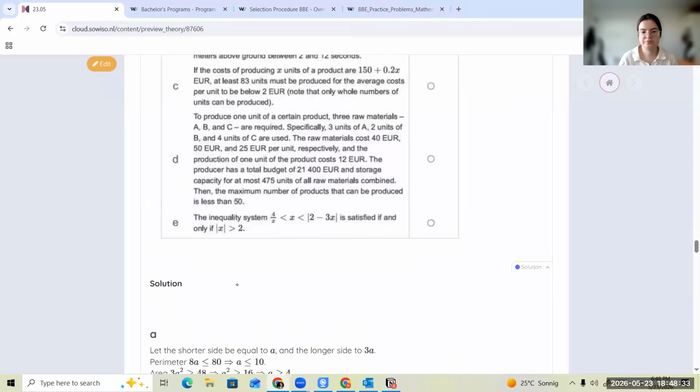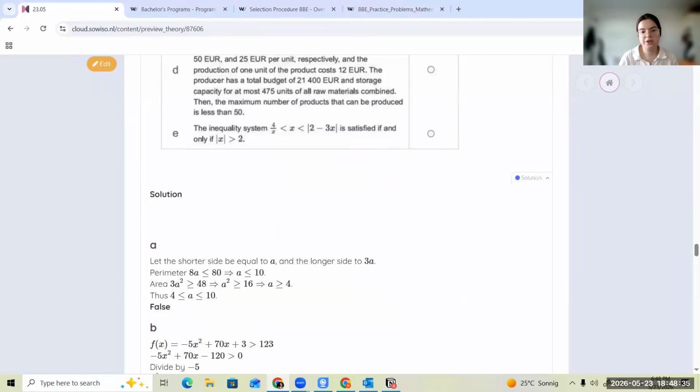So here, let's say the shorter side is A, the longer side is 3A to have the ratio 1 to 3, right? This is just in simpler terms, 1 to 3. Perimeter has to be less or equal to 80 because that's how many meters of fence he has. So 8A, because if you do the rectangle with A, A, 3A, and 3A, you have 8A together. It's 10, so the shorter side is less or equal to 10.